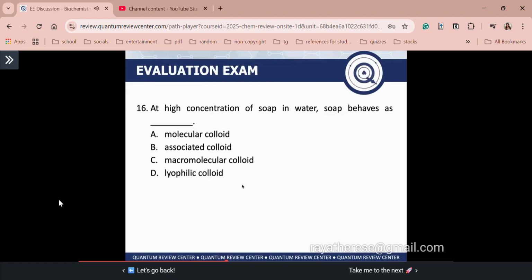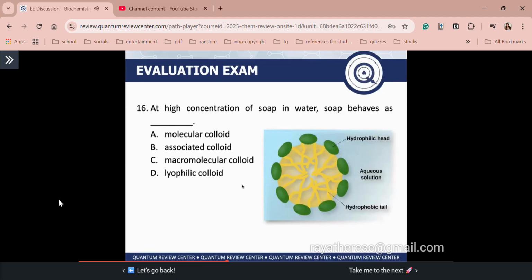Class, I will give the answer first before we discuss the reason behind it. Here, we formed an associated colloid, meaning our soap is just the salt of our fatty acids. They associate with each other to form the colloid, with the hydrophilic head and hydrophobic tail arranged to reduce the unfavorable water-lipid interaction. Remember, it's at high concentration, meaning our aqueous solution is supersaturated.